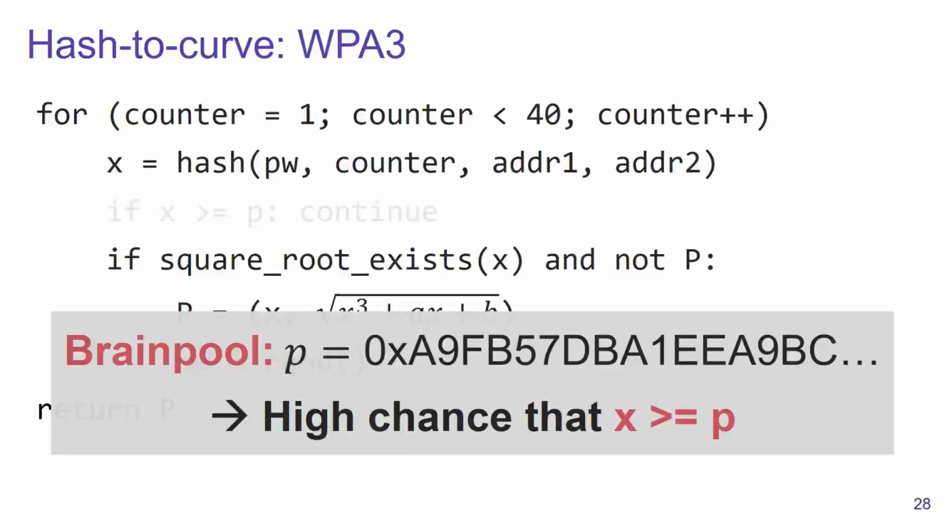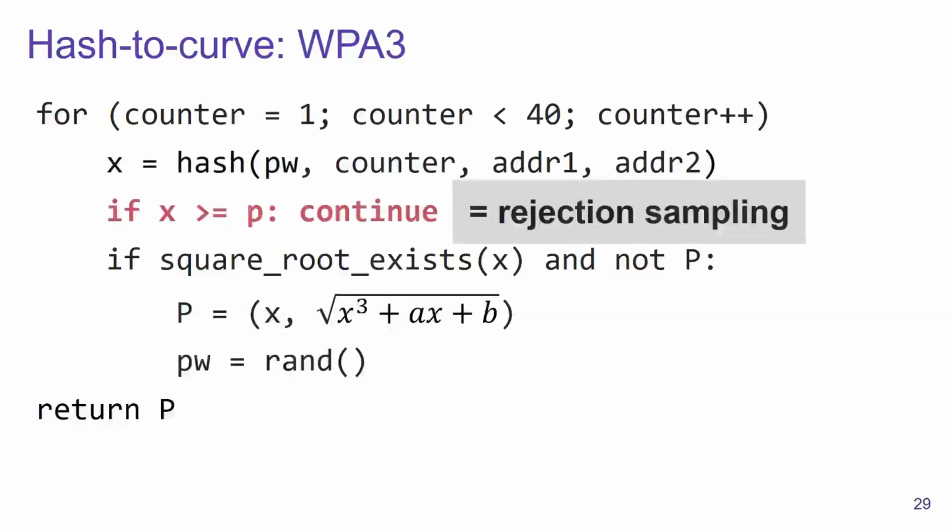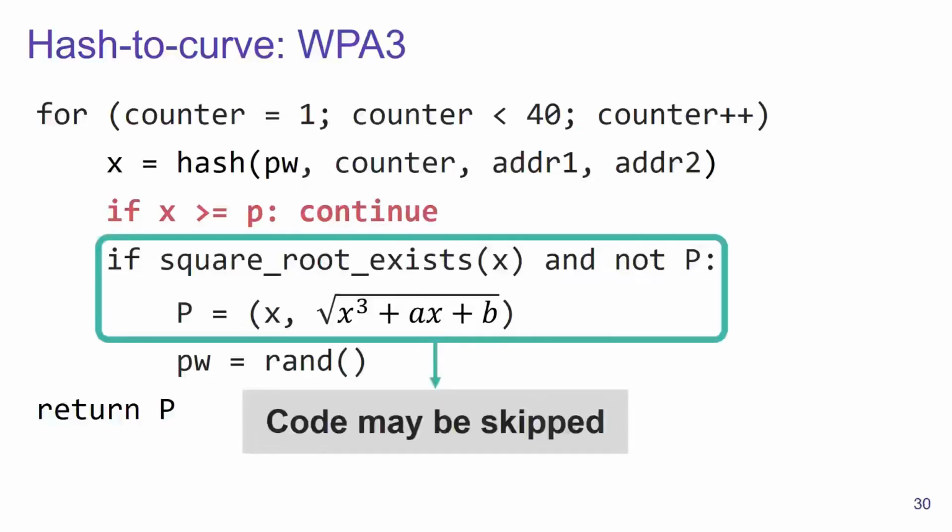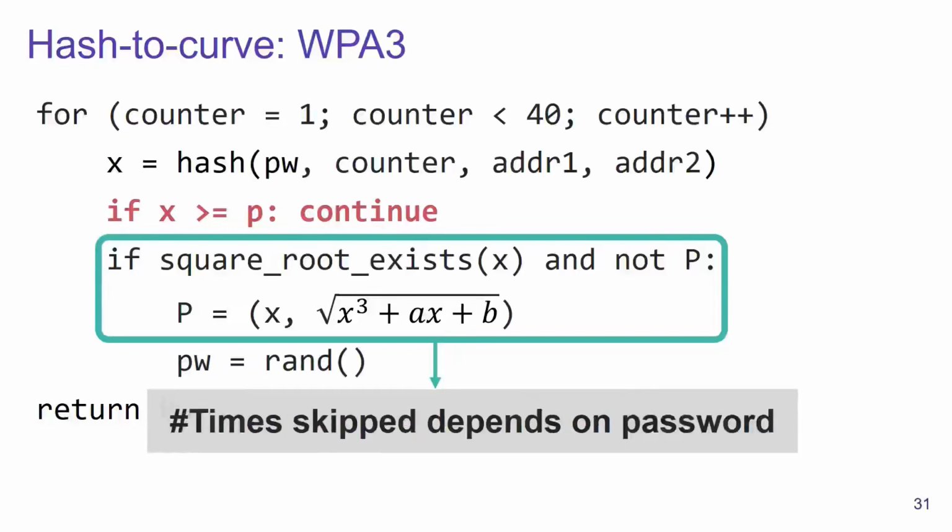So how did the designers decide to tackle this issue? Well, they used rejection sampling, which basically means that they included an if test to check if the X value is higher or equal to the prime, and if so, they simply execute another iteration. So now the question is, are all side channel leaks avoided? Unfortunately, they are not. The problem now is that this piece of code may now be skipped in an iteration. And more problematic is that the number of times that this code is skipped depends on a password.